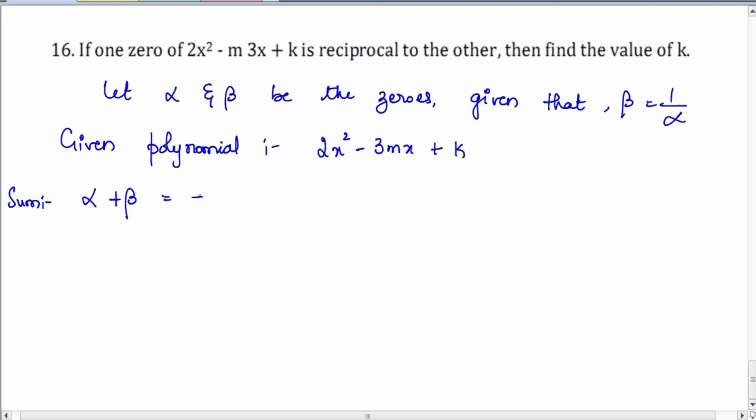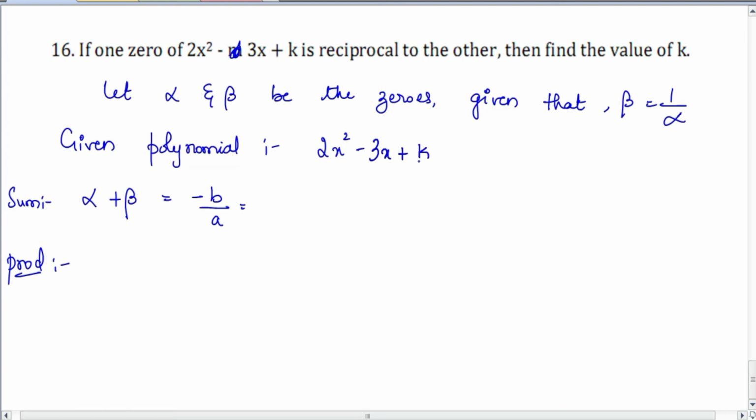This is minus b by a. So what is b? It is minus 3m, into minus becomes plus, so 3m by 2. This is alpha plus beta, and then product. I think the question is wrong. So let's just exclude this m. This m will not come here. It is just 3x. I think it's a typing mistake. So 2x square minus 3x plus k.